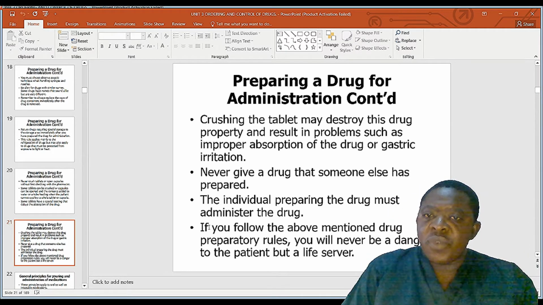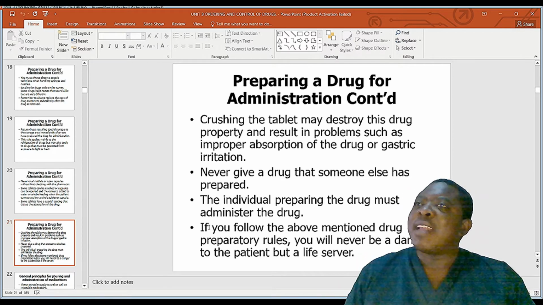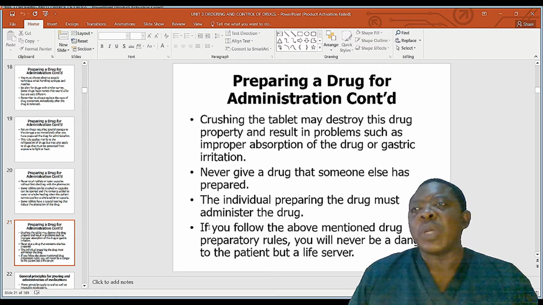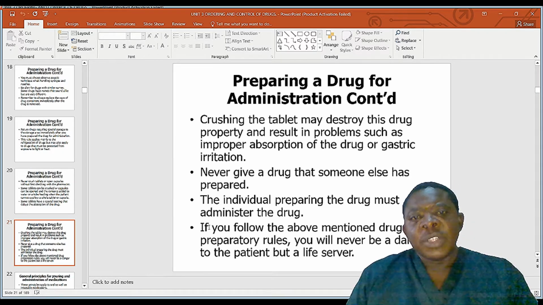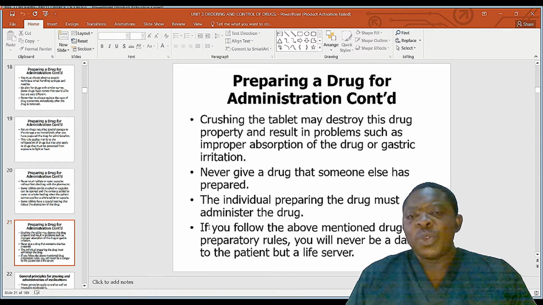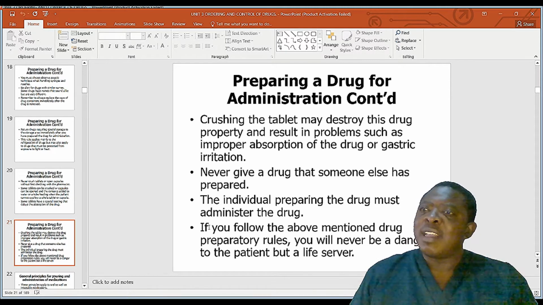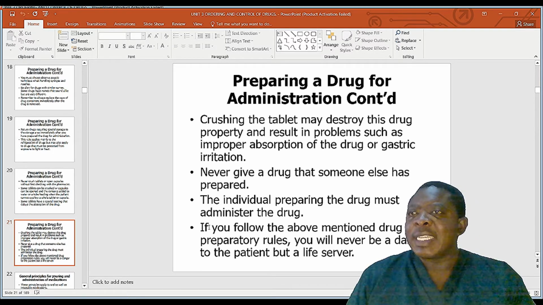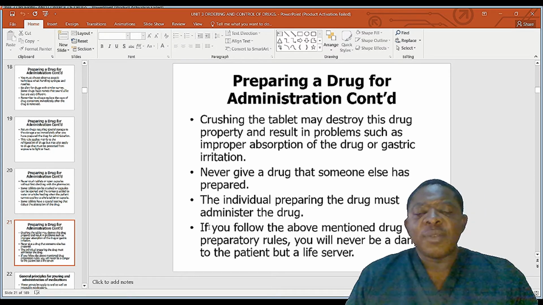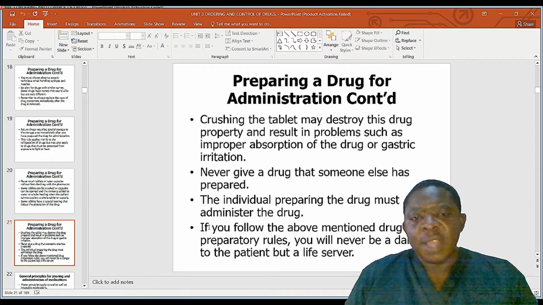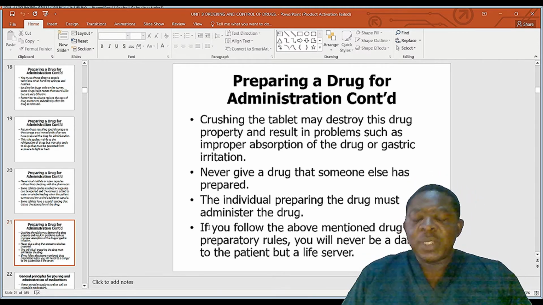Never give a drug that someone else has prepared. You find the drug has been prepared and put in the syringe, and then you assume, oh, this is it, this is that. That is dangerous. If someone else has prepared the drug, you should not give it, because it's that person who is sure of the drug that they have drawn and put in the syringe. It's that person who knows the tablet that they have put within that saucer or whatever they are using. So the individual preparing the drug must administer the drug.